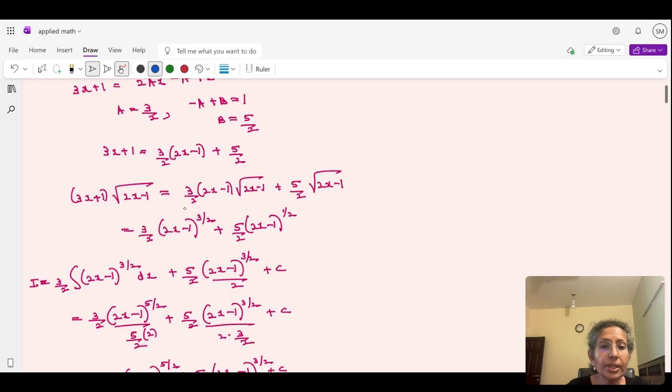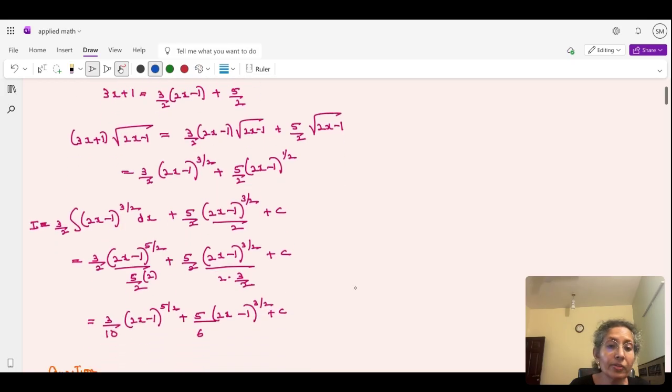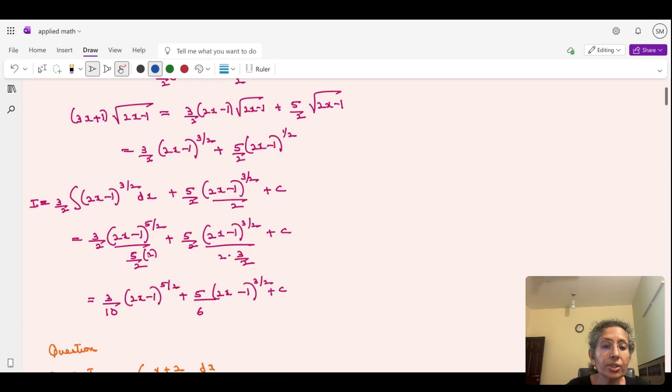So I becomes 3 by 2 integral of (2x - 1) raised to 3 by 2 + 5 by 2 integral of (2x - 1) raised to half. That would be 3 by 2 (2x - 1) raised to 5 by 2 by 5 by 2 into derivative of (2x - 1), that is 2, plus 5 by 2 (2x - 1) raised to 3 by 2 by 3 by 2, derivative of 2x is 2. So simplifying, you get it as 3 by 10 (2x - 1) raised to 5 by 2 + 5 by 6 (2x - 1) raised to 3 by 2 + c.